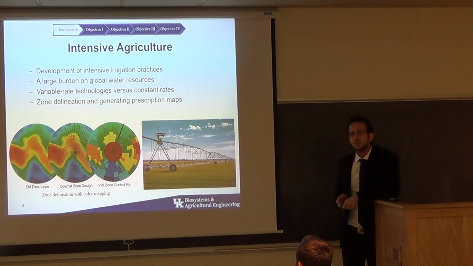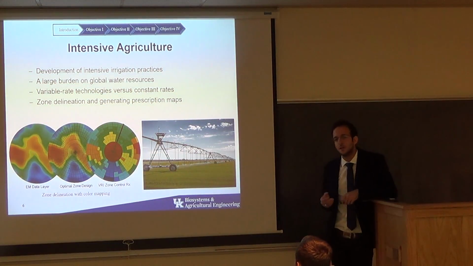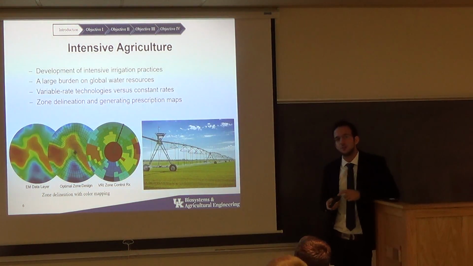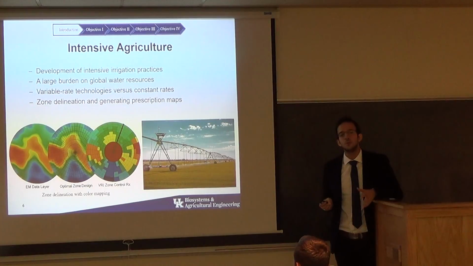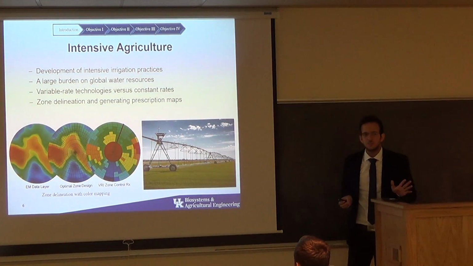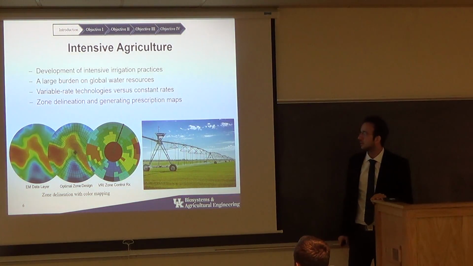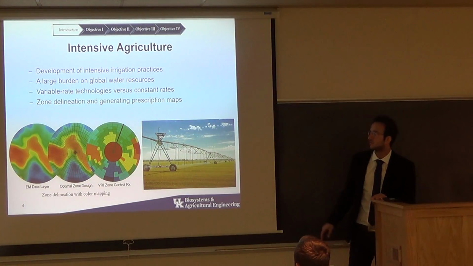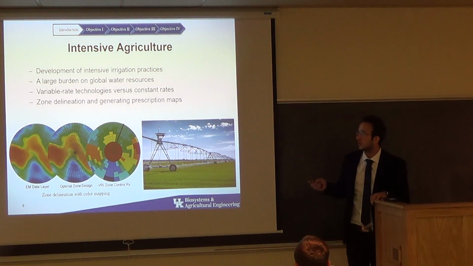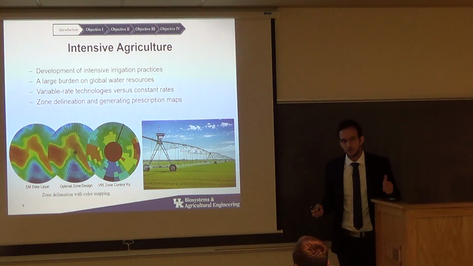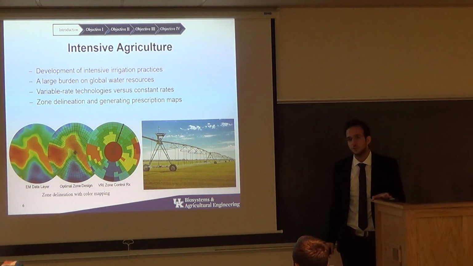During the recent decade, we had great development in nutrition and irrigation management practices. It has resulted in a substantial increase in crop yield, but on the other hand, it put a large burden on global water resources. Efforts have been made to manage water resources more efficiently, for example using variable rate technology. Traditionally, water was applied at a constant rate, regardless of the actual needs of the field. But using variable rate technology, we can minimize the amount of wasted water during irrigation.